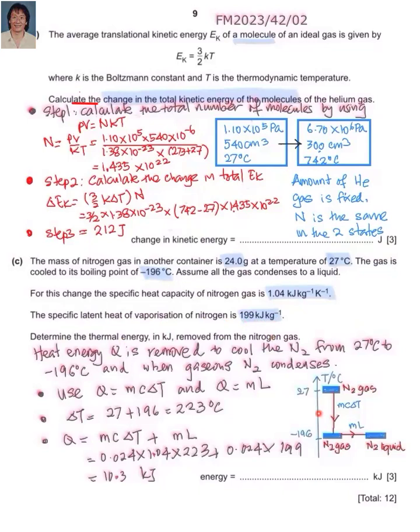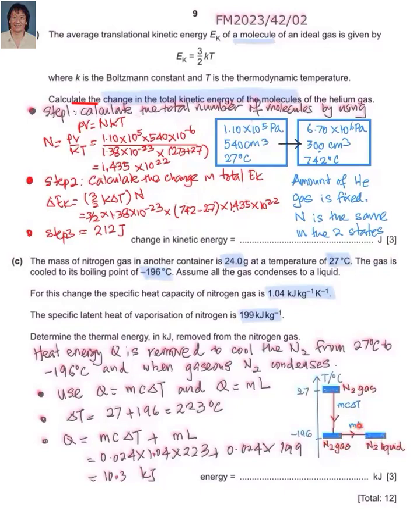First, we draw a diagram to show the change of nitrogen gas at 27 degrees Celsius to nitrogen gas at minus 196 degrees Celsius. The heat energy removed is given by mc theta, or mc delta T. Then the nitrogen gas at minus 196 degrees Celsius will condense to form nitrogen liquid at the same temperature. The energy removed will be equal to ml.